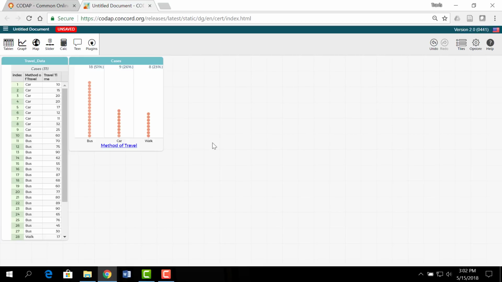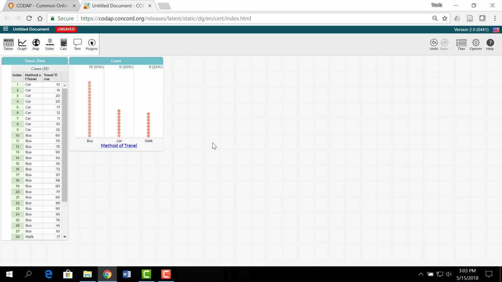So 51%, or 18 divided by 35, of the students in this sample reported riding the bus. Based on this data, we can start to see some patterns just from the sample. Clearly, from this sample, the bus was the main method of transportation for students, followed by the car and walk, which were relatively equal to one another at 26% and 23%.